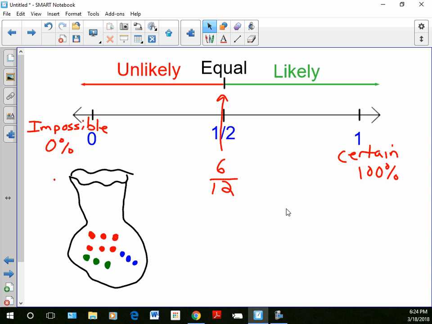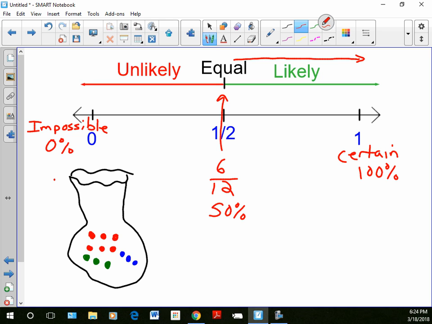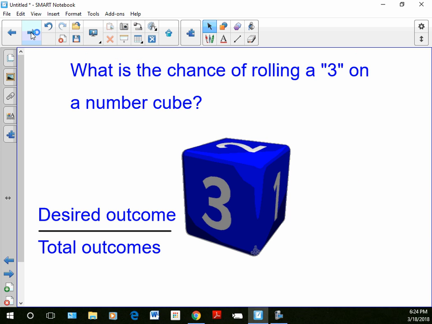Now, you'll notice that I have a green line with the word likely. If you're likely to get what you want, you are closer to 100%. You're 50% or greater, because that's what 1 half represents, 50%. So, going this way, this direction, you are likely to get what you want. The opposite direction, you are unlikely to get what you want. Anything less than 50% or less likely to get what you want. Anything greater than 50%, you are likely to get what you want.